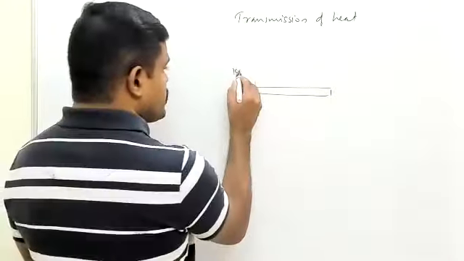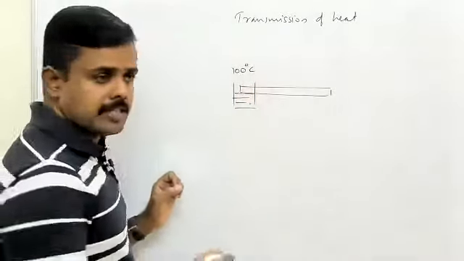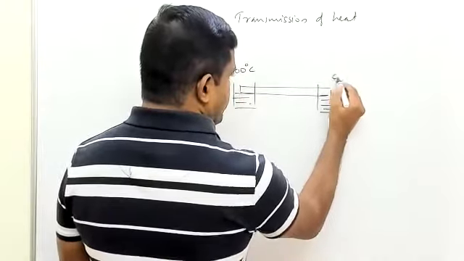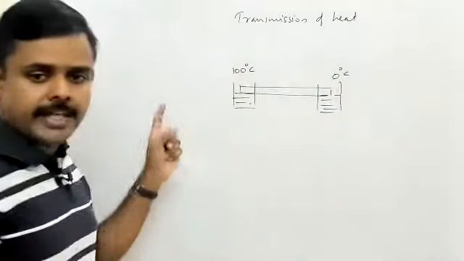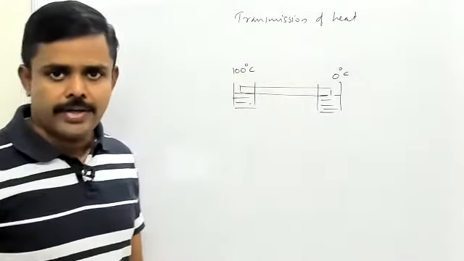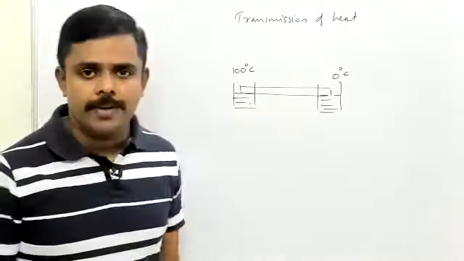This is boiling water, which is at 100 degrees Celsius. The other end is kept in ice water, that is at 0 degrees Celsius. Obviously, heat moves from the hot end to the cold end. Electrons are carrying heat from one place to another.